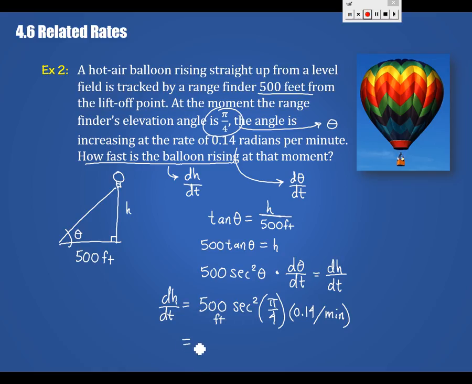So what do I get? 140. What are the units? Feet per minute, if you kept track of all that in your scorecard. Which again makes sense for a reasonable set of units for the vertical change here, right?